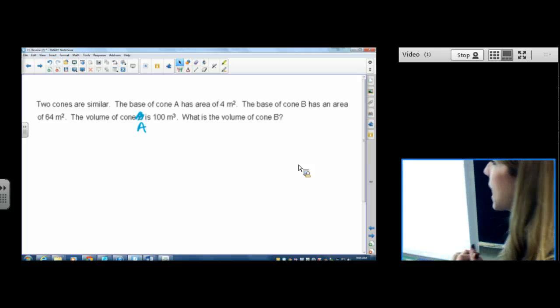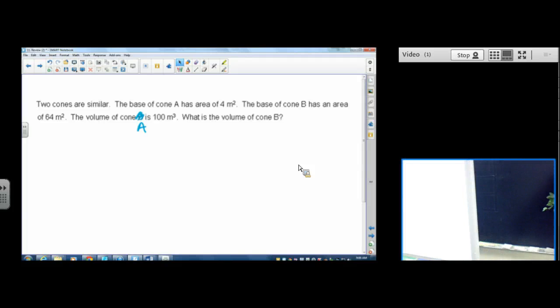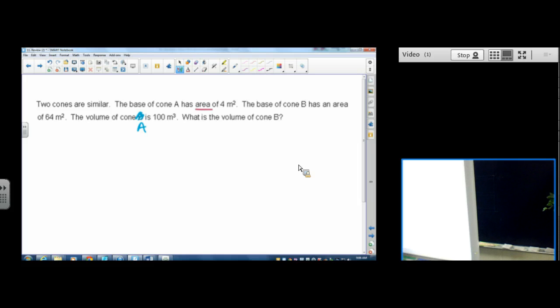Okay, so sorry about the typo on that one. Let's see if it works this way. Okay, the base of cone A has an area of 4. The base of cone B has an area of 64. So this is 2D because it's area. The volume of cone A is 100 cubic meters. Volume is 3D, and we need to find this one.